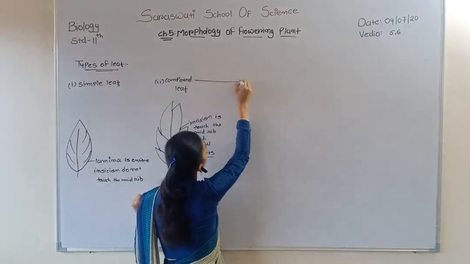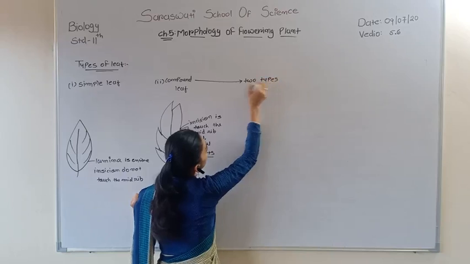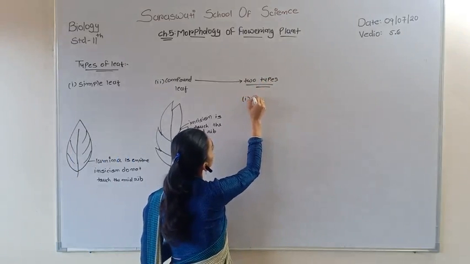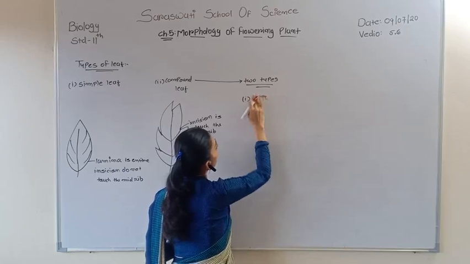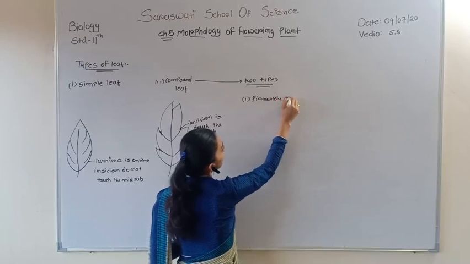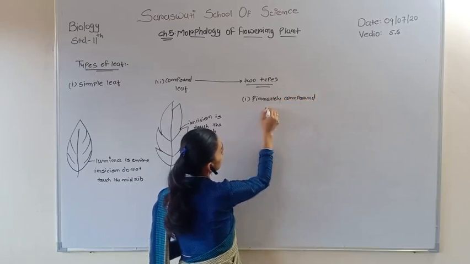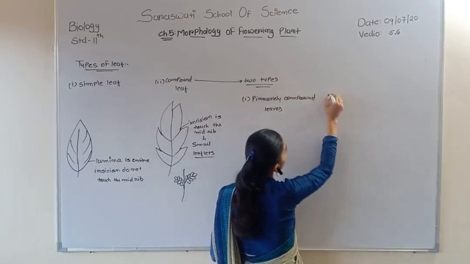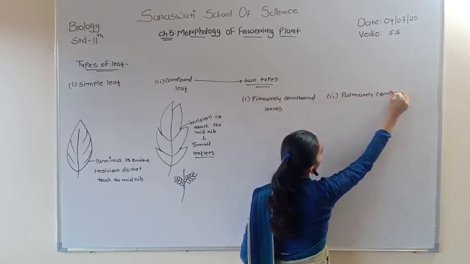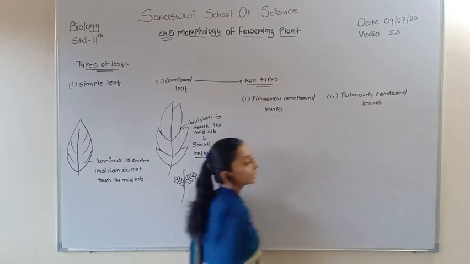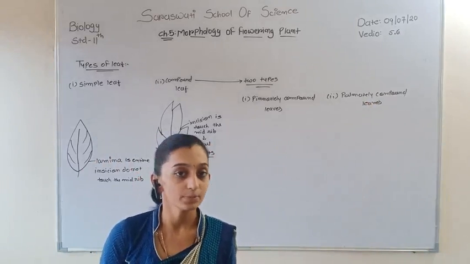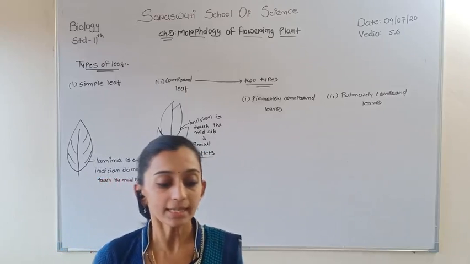The compound leaves are of two types. Again, compound leaves are divided into two types. First one is pinnate and second one is palmate: pinnately compound leaves and palmately compound leaves. Here you have a two marks question. Write down what a compound leaf is and write down its types. So the compound leaves have two types, pinnately and palmately.